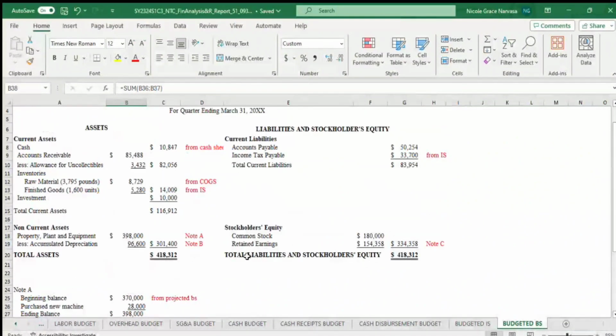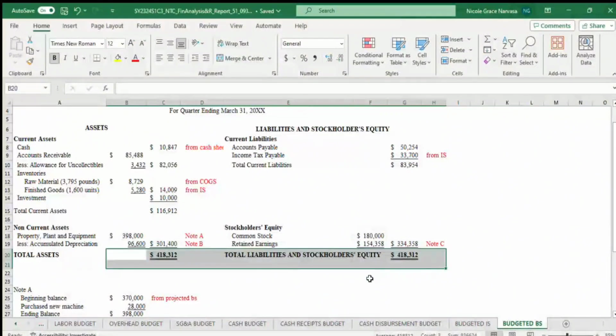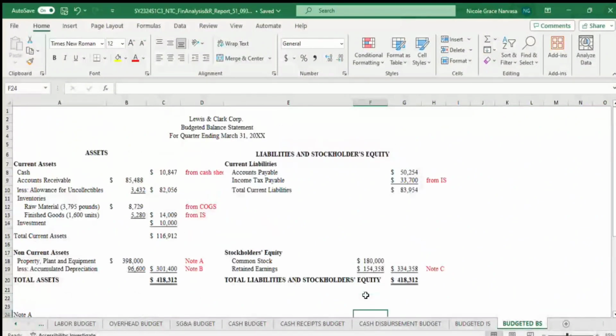$154,358. So total liabilities and stockholders' equity is $334,358 plus $83,954, which is $418,312. And as we can see, it is balanced. It's the same amount. Therefore, we did correct computation for all of these budgets. So those are all the components of the master budget.